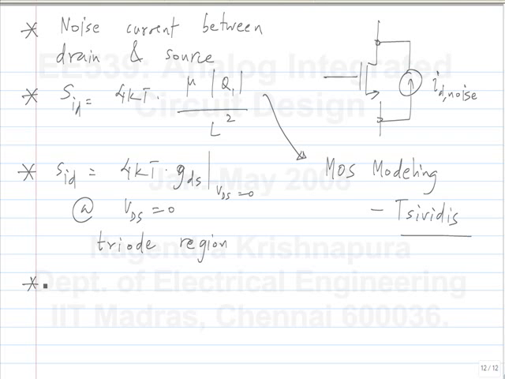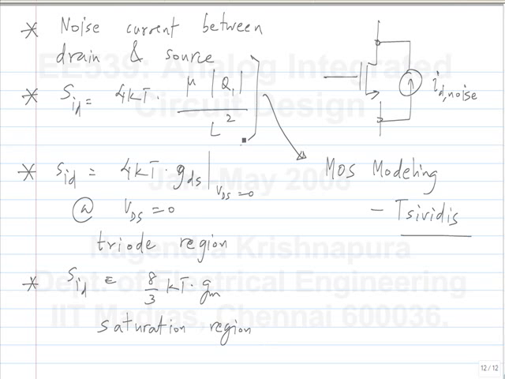And for us, particularly for design of amplifiers, the more relevant region is the saturation region. And in that case, it turns out to be 8/3 times kT times gm. And this is valid only in the saturation region. So, most of the time we won't use the expression which holds good everywhere. We will use one of either this or this. But you should be careful: if the MOSFET changes the region, the expression has to be changed.